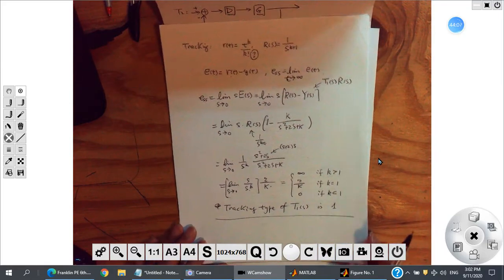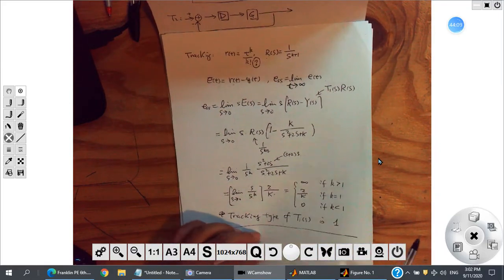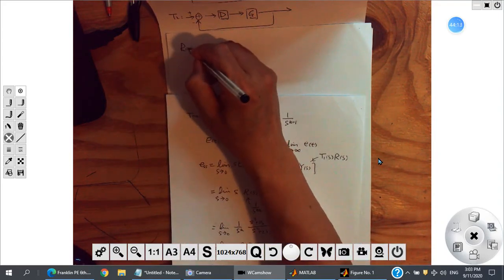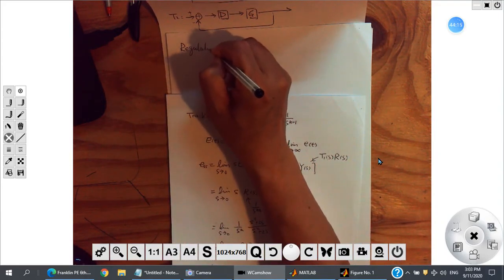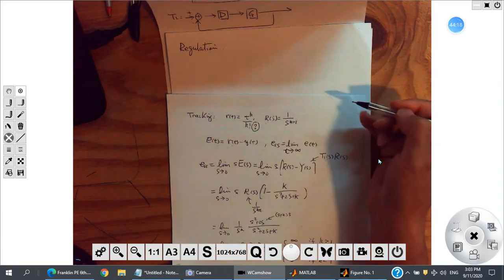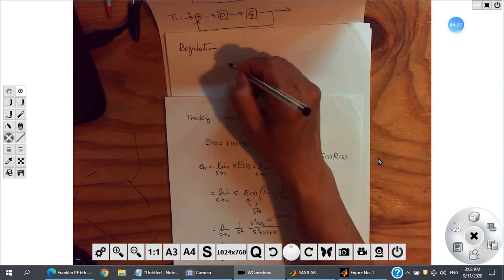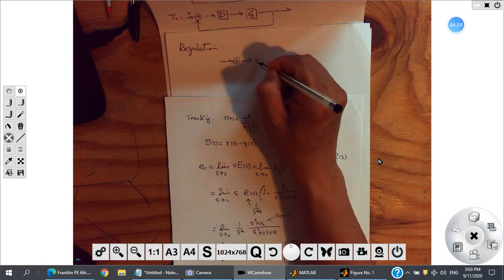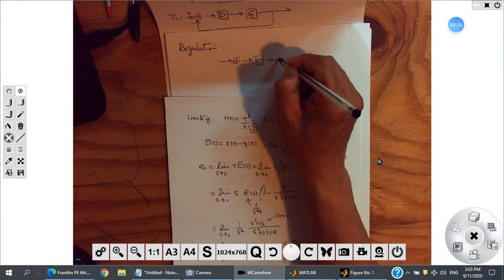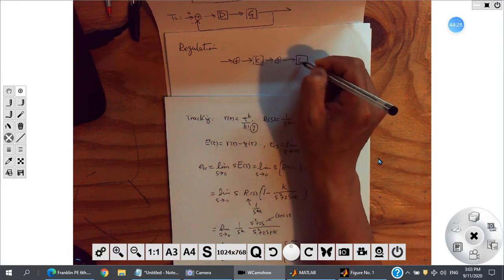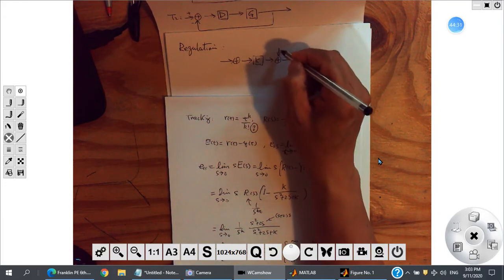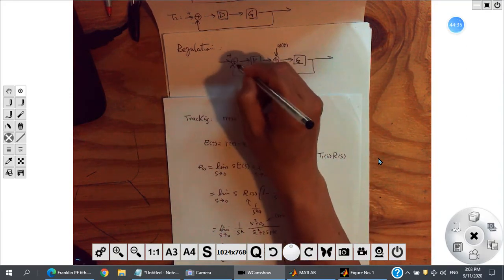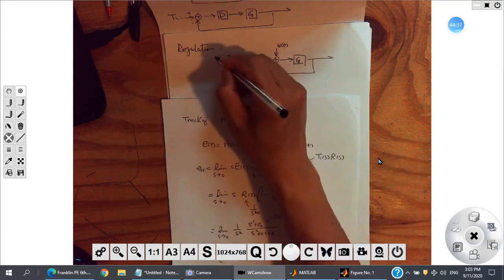Okay, so this is for tracking. And we can also check the regulation type. Now the input is like this. We consider the noise as input, kind of. Noise here is W of T. Like this one. Here's R, here's Y.